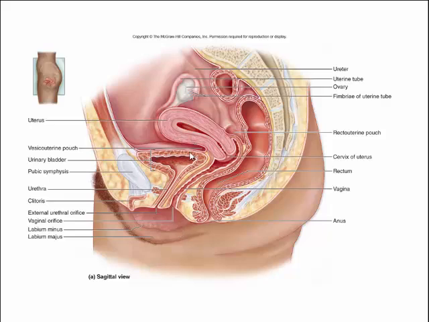Inferior to the uterus is the urinary bladder, which is not part of the reproductive system, but certainly sits in very close proximity to it. The external urethral orifice also opens into the vestibule.